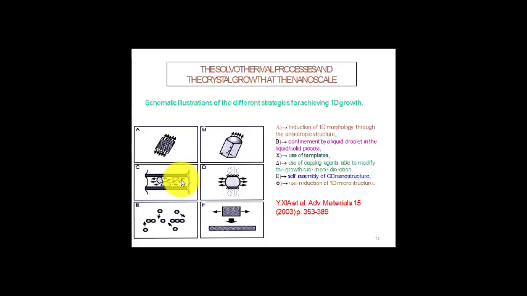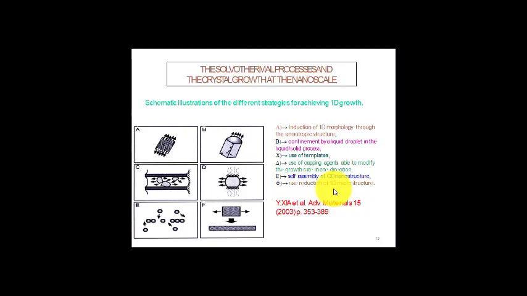In figure D, we can use capping agents which are able to modify the growth rate in the direction. And figure E is the self assembly of zero dimensional nanostructures, and figure F is the size reduction of one dimensional microstructures. They can be converted into nanostructures.